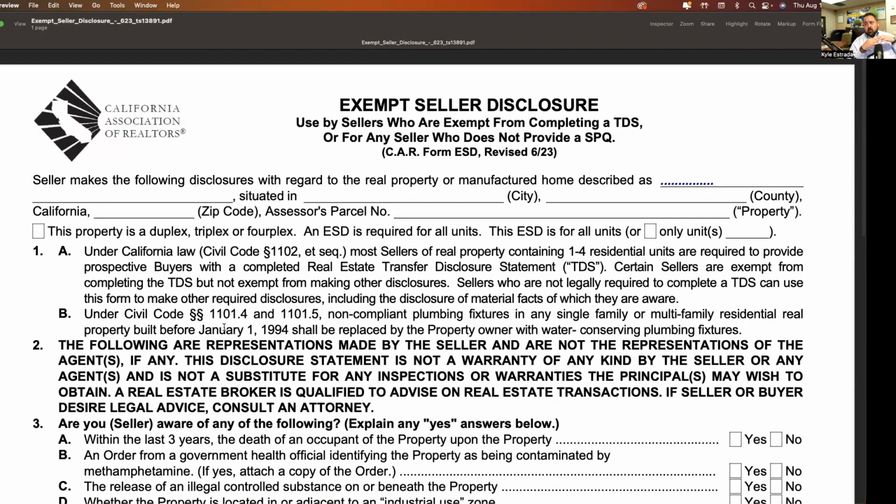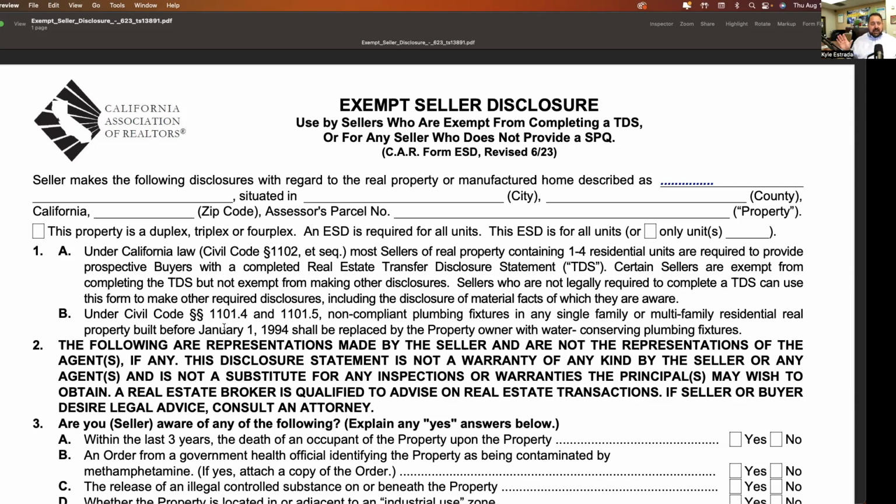Okay. All right. Next up is the exempt seller's disclosure. Remember, the exempt seller's disclosure is used for very specific transactions, for any transaction where they don't have to provide you a TDS or SPQ. The only transactions where they don't have to provide you an SPQ and a TDS are trust sales where the successor trustee did not live in the property, REOs, where you're purchasing from a bank, or probates. Those are the only three times that the exempt seller's disclosure is allowed to be used.